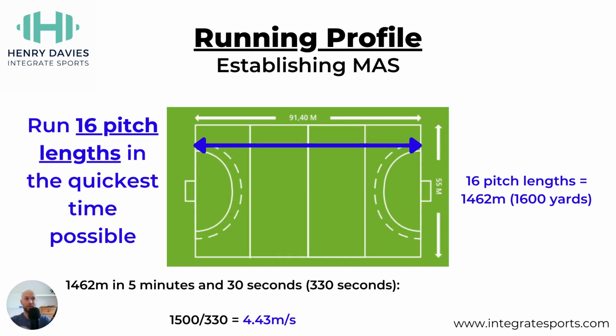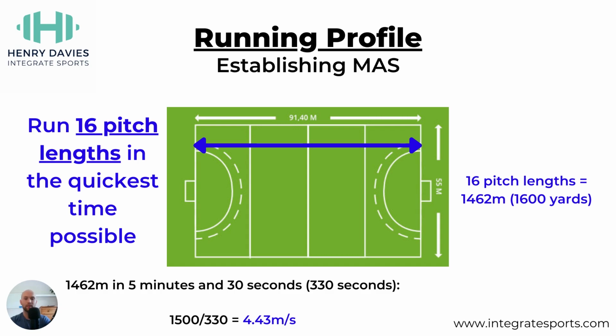Okay, the first thing to establish is our maximal aerobic speed. And we can do this through a 16 pitch length test. Super simple. The gold standard would be the 30-15, but not everyone has the capability to get that done in terms of the setup, the recording, and the logistics involved. So it's simpler for most people to perform a very simple time trial test like this.